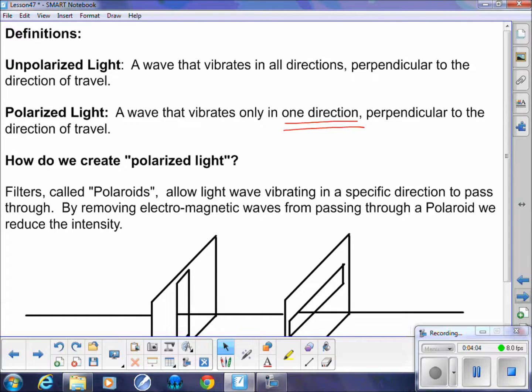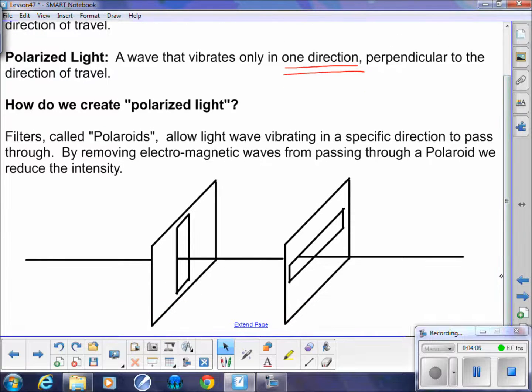So how do we create polarized light? Well, there's things that are called Polaroids, and they are simply films that have very, very thin slits in them. What they do is they allow light vibrating in a specific direction to pass through them. So for my drawing here, on the left side, we are going to draw that crazy diagram that I had on the previous page. I'm going to have my blue wave going up and down. So let's put it on the vertical.